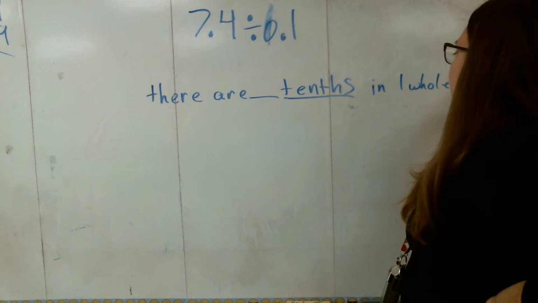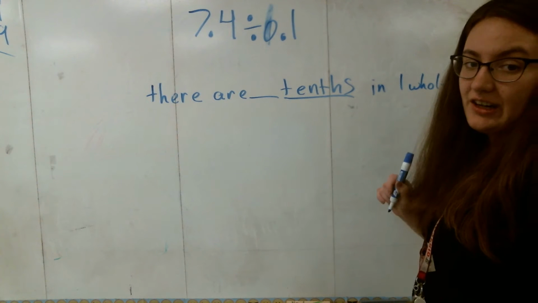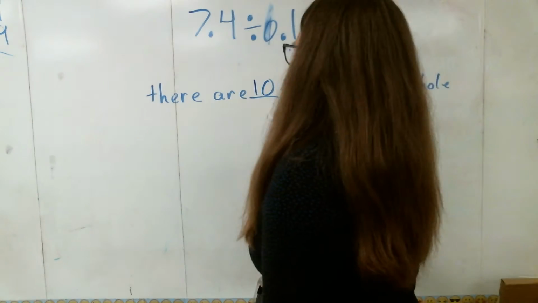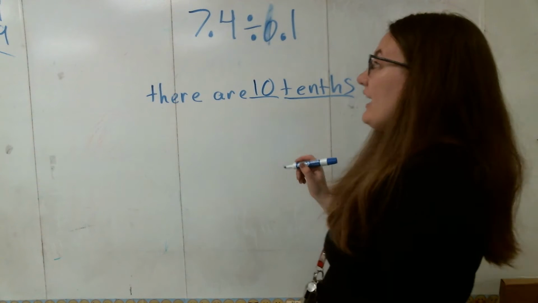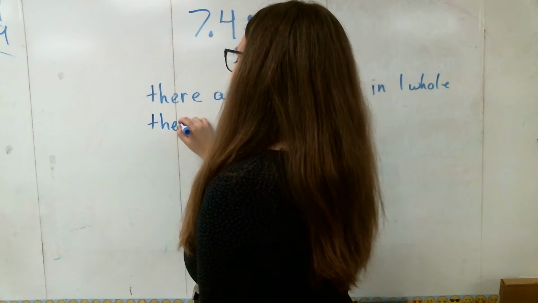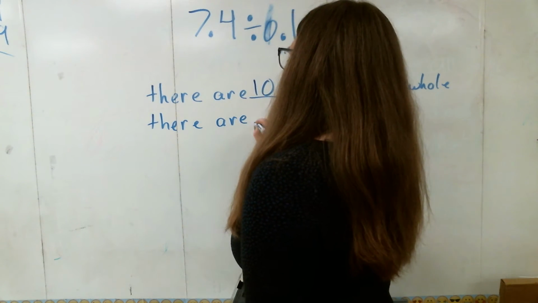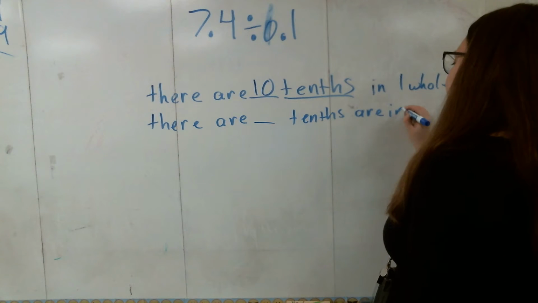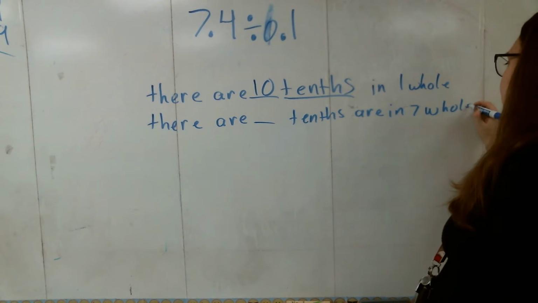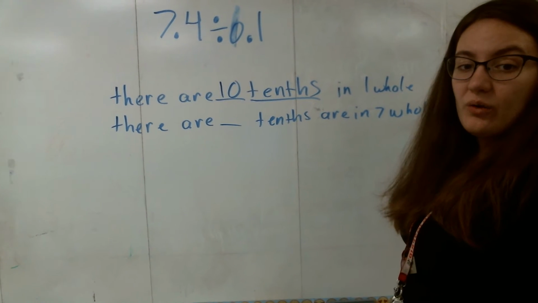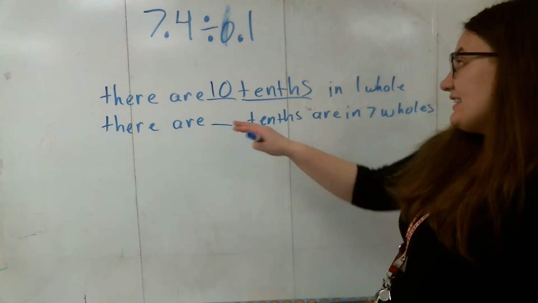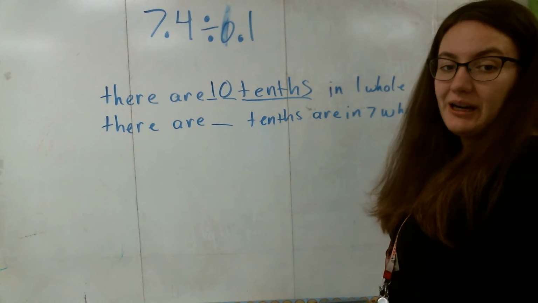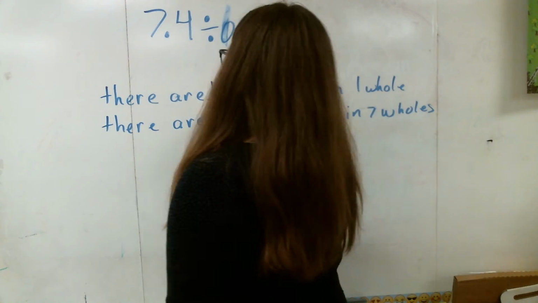So how many tenths are there in one whole? We'll do this real fast again. Well, one whole, we already talked about this earlier, there are 10 tenths. And then how many tenths are in 7 wholes now? In 7 wholes, if I have 10 tenths in one whole, then if I have 7 wholes, I just multiply that number by 10, and I get 70 tenths.